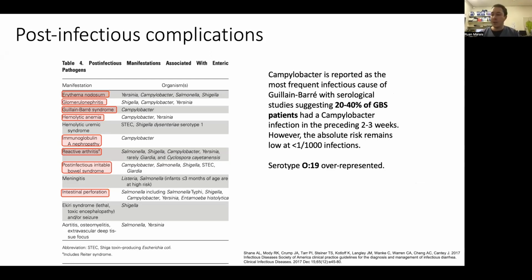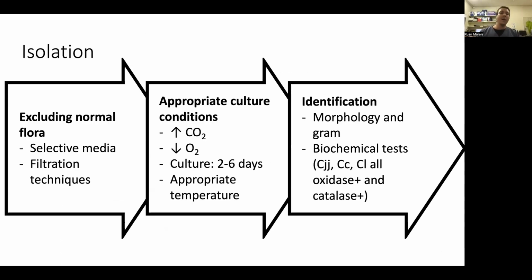And then we shouldn't forget the post-infectious complications, where obviously the well-known one is Guillain-Barré. In serological studies they've shown that 20 to 40% of patients with Guillain-Barré had a Campylobacter infection in the preceding 2 to 3 weeks, but the absolute risk is still quite low at less than 1 in 1,000 infections. But there are also a lot of other post-infectious complications, such as erythema nodosum and glomerulonephritis, which have been associated.